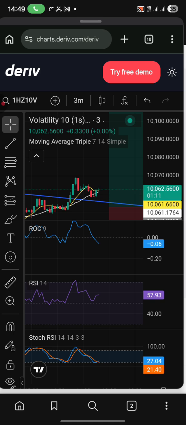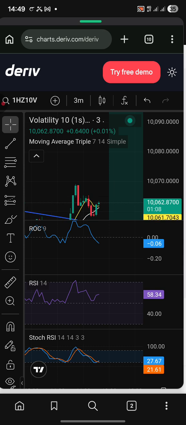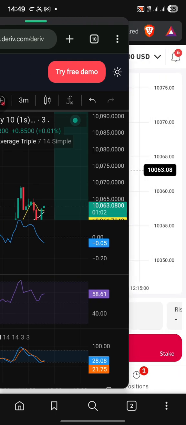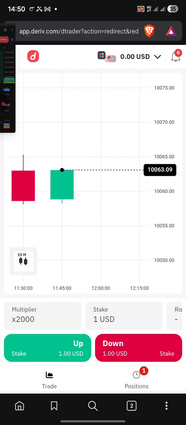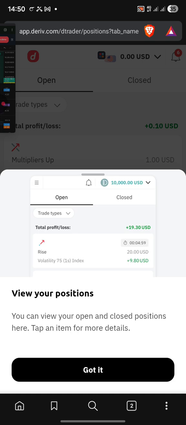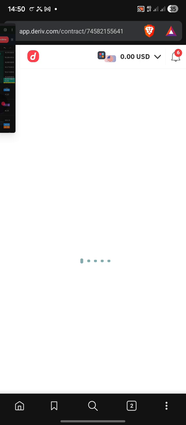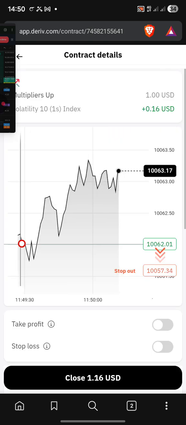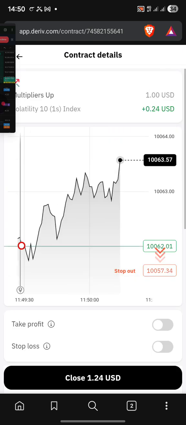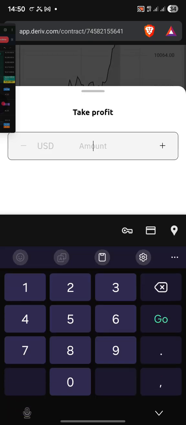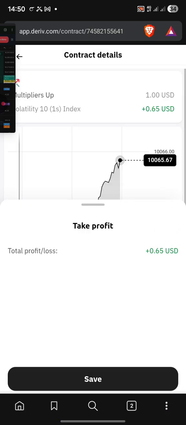We shall only target half of our market. We shall only target half of it, half of our take profit. Like for example, if you come here, you can get, let me say, we are on a profit of 15, 16. So you can even come here and say the take profit will be somewhere. You can come and set the amount you need to take profit at, like $3 or let me say 2.5, and save.